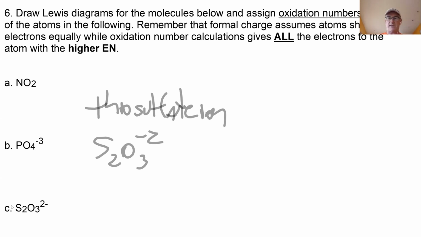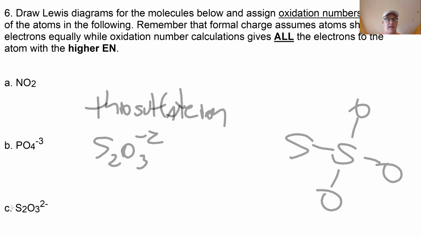And it goes like this, S S O O. And it has an overall charge of -2. So how many electrons is the thiosulfate ion going to have?